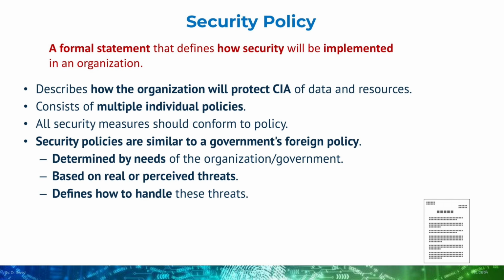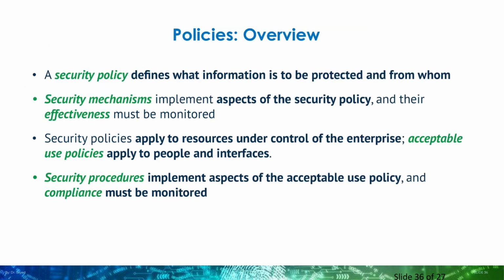Think of it like a government's foreign policy. It's determined by the organization's needs, based on real or perceived threats, and defines how to handle those threats. Let's clarify 2 policy types. A security policy defines what information to protect and applies to the resources under the organization's control. An acceptable use policy, AUP, on the other hand, applies to the people, the users and interfaces. Security procedures implement the AUP, and we must constantly monitor compliance to maintain accountability.